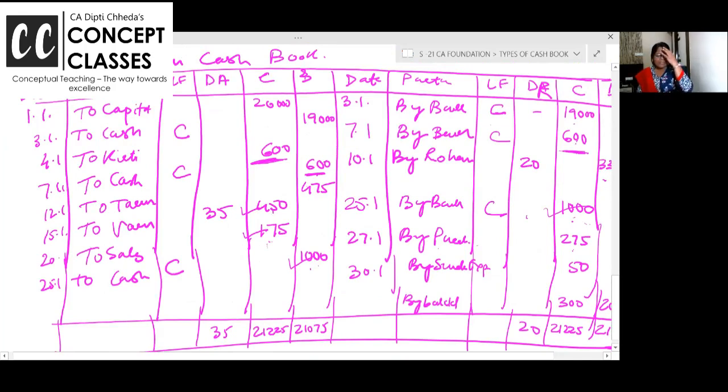I have picked up specifically today more number of transactions just for the sake of practice. In the exam, you will get a maximum of 4 to 5 simple entries.